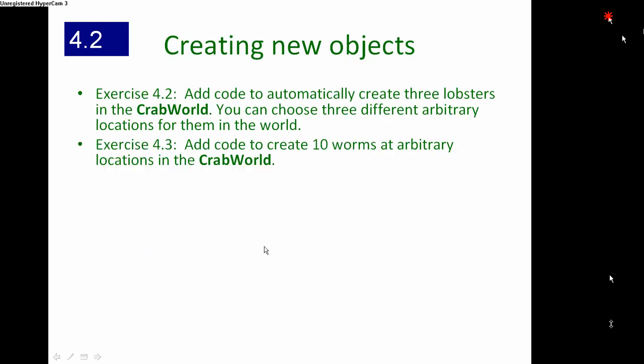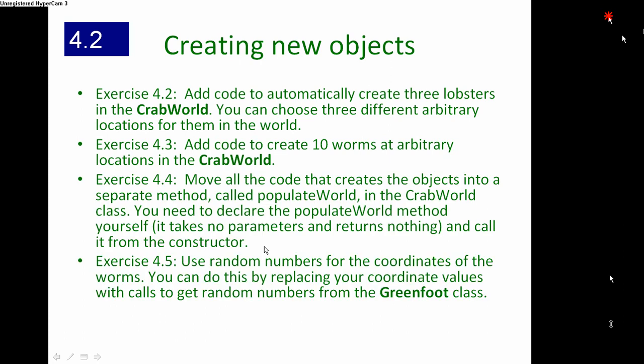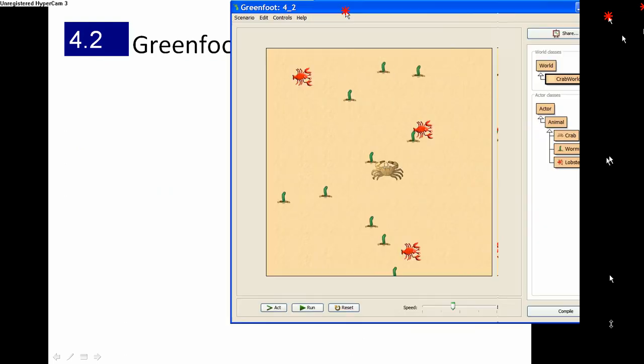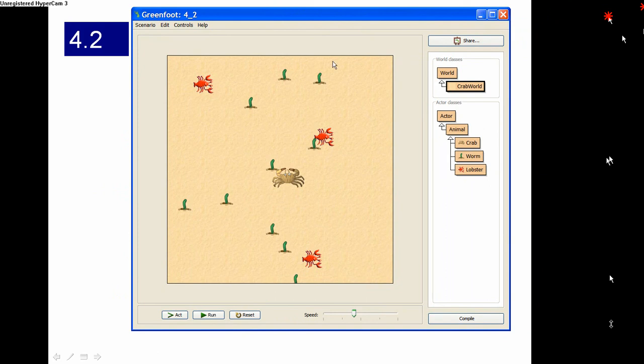Creating new objects. Alright, here are your exercises. Here's all the things that you have to do, and I'll show you what that looks like in a second. So you guys just hit pause, start going down these things and doing them. Okay, get all those things done. Let me show you something though. Let me show you what it's going to look like. It's going to look a little something like this when you're done.